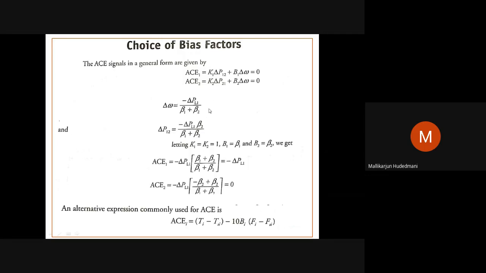Then we got another equation. The power exchanged among the cooperation, the mismatch power on the tie line, or the infinitesimally small power flow on the tie line, was delta P12 equal to minus delta PL1 beta 2 divided by beta 1 plus beta 2.